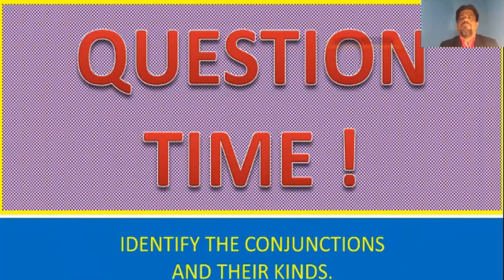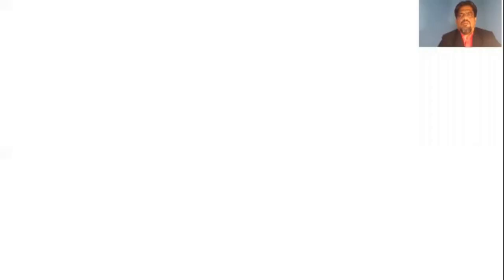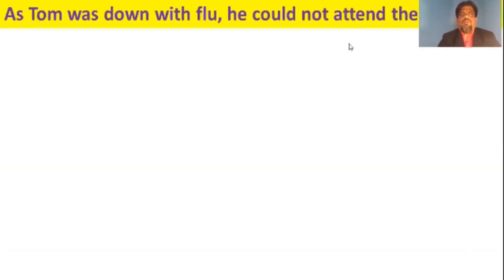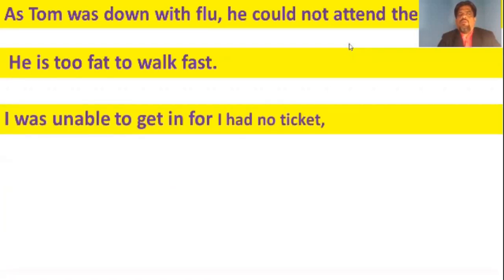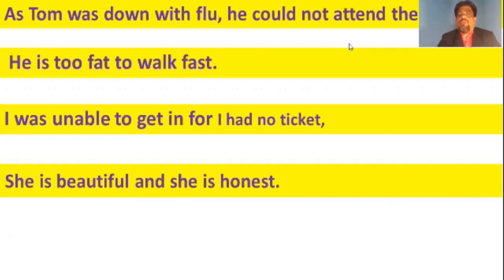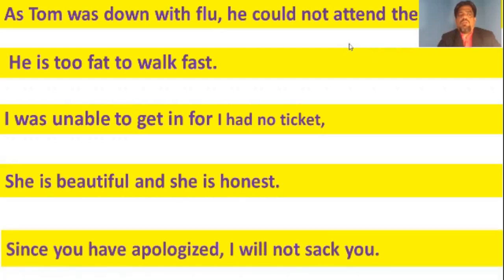Now I will give you some 5 or 6 sentences, and you will have to identify what type of conjunction each one has. Here comes the question for you. Just look at the screen. Tom was down with flu. He could not attend the class. He is too fat to walk fast. I was unable to get in, for I had no ticket. She is beautiful and she's honest. Since you have apologized, I will not sack you.